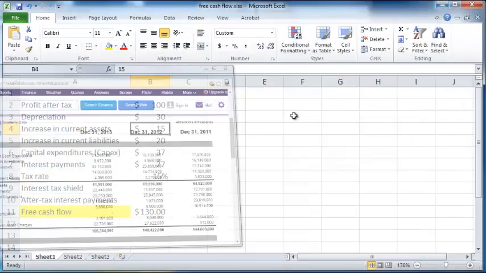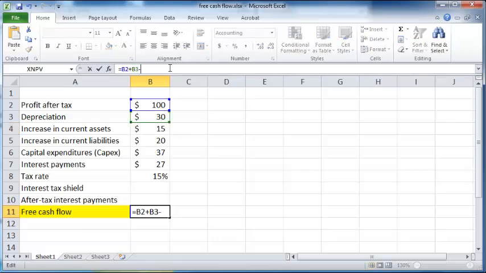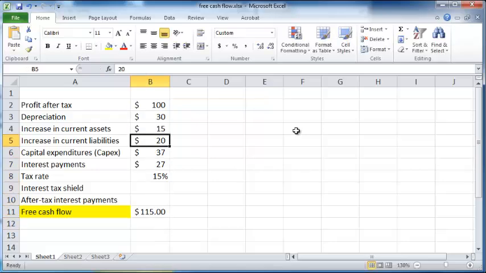So what we do here is we have to subtract any increase in current assets. So what we do here is we say, okay, B3 minus any increase in current assets. Now, current liabilities are the mirror image of current assets.